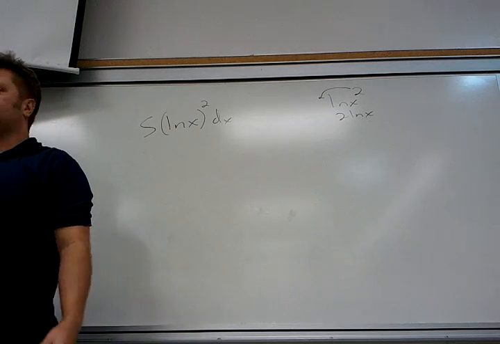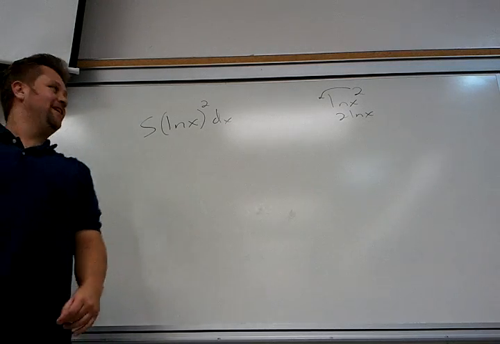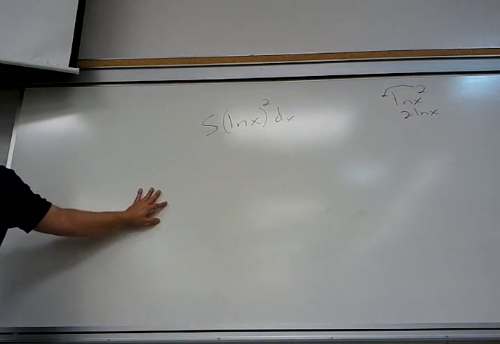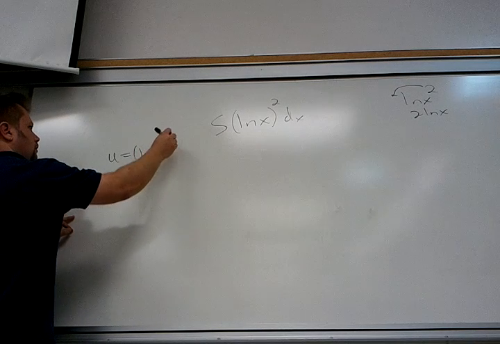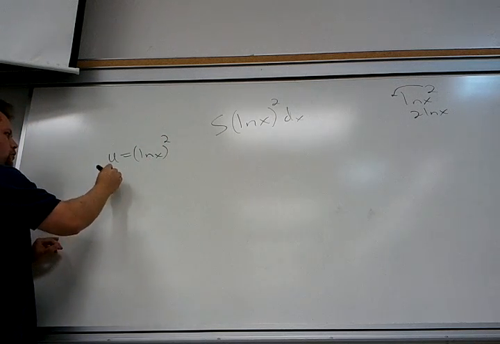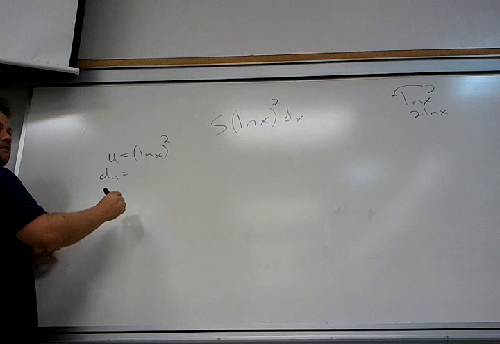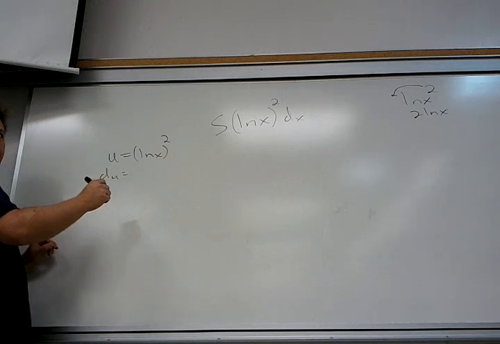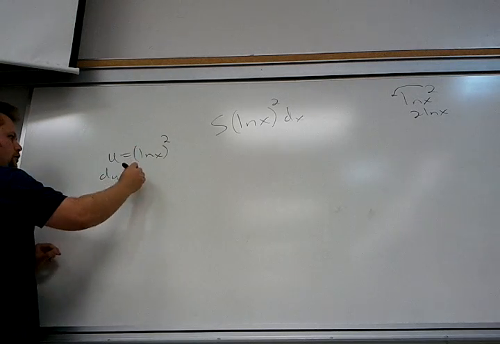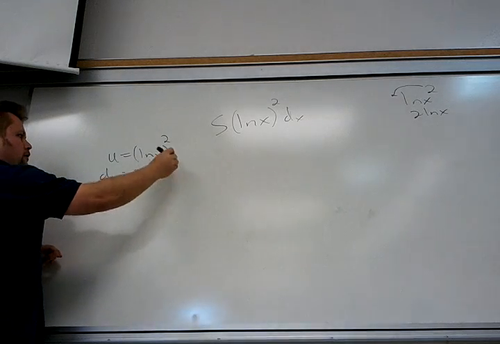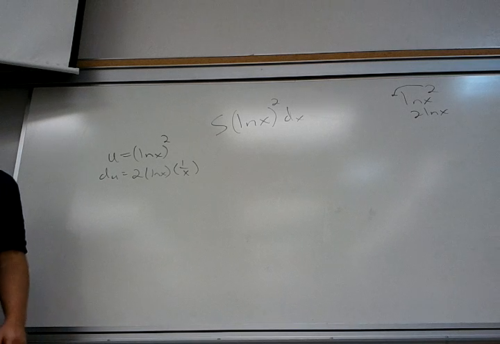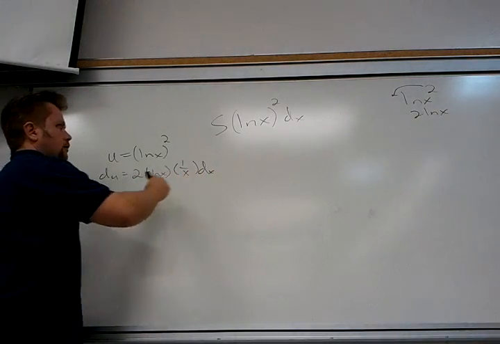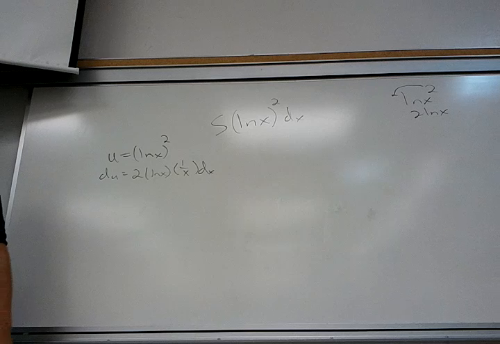And you're sitting there going, that's what I'm asking you for. I made u the whole thing. Okay, so if you make u the whole thing, then du would be, oh, du? Yeah, 2 ln of x to the first power times 1 over x, the derivative inside, good old chain rule, right? dx. And then you let dv equal the only thing left, dx.